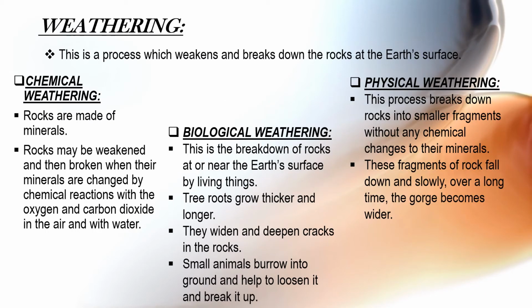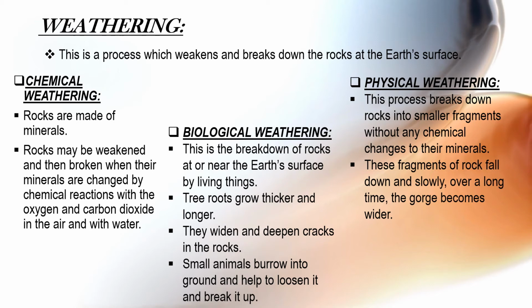Let's see what weathering is in detail. It states that this is a process which weakens and breaks down the rocks at the Earth's surface. It is expressing the same thing which I explained in the previous slide, that is, it breaks down the rocks that make up the landforms, right? It is divided in three kinds. First one is chemical weathering, which states that rocks are made up of minerals, and when those minerals are changed by any chemical reactions with the oxygen and carbon dioxide, it may get weakened and then break down.